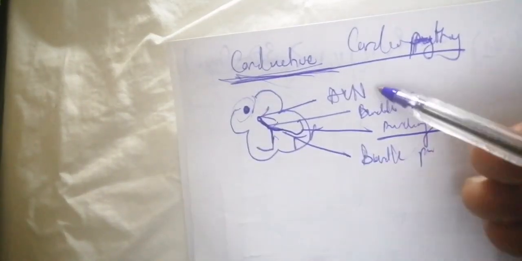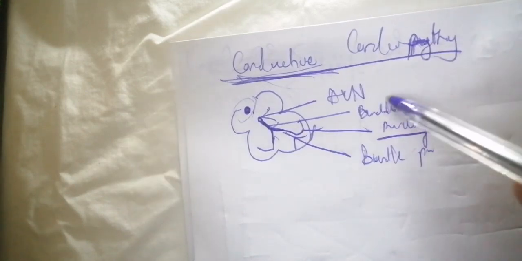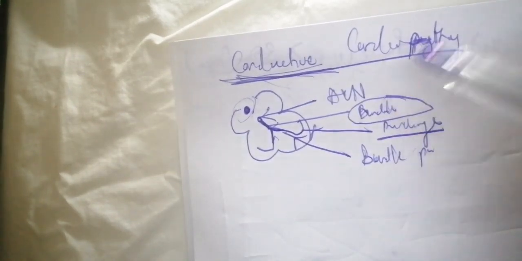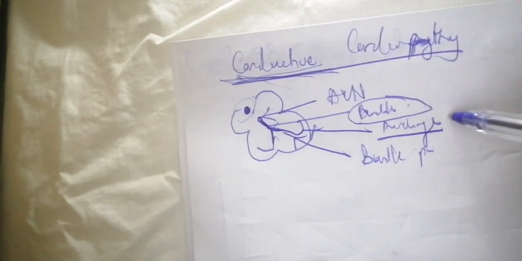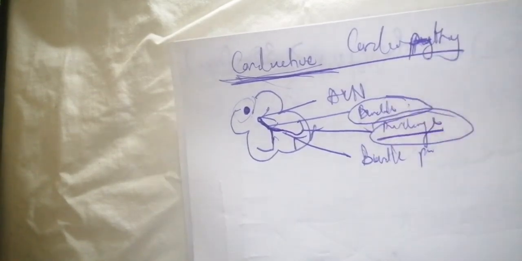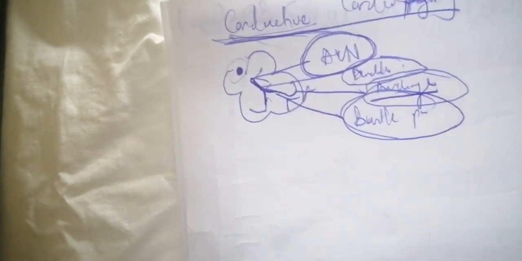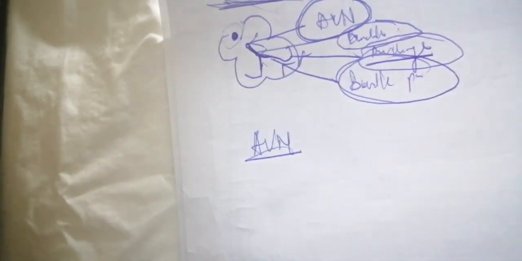But in this tutorial, we're not going to visualize the ECG presentation of the bundle of His or the Purkinje fibers conductive disorders. We are just going to visualize the AV nodal conductive disorders on the ECG and the bundle branch conductivity disorders on the ECG. So let's start with the first one, AV nodal conductivity disorder.